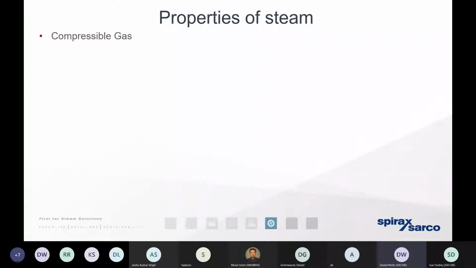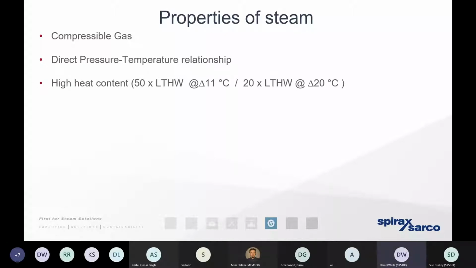Another benefit: we know that there's a direct pressure to temperature relationship with steam. If we know the pressure that the steam is being generated at, distributed at, or condensed at in the process, then we know the temperature that that steam has. If we want to control the temperature of the steam at the heat exchanger, we can achieve that simply by manipulating the pressure. We also know that there's a significant amount of heat energy present in a unit of steam, a kilogram of steam, for example.